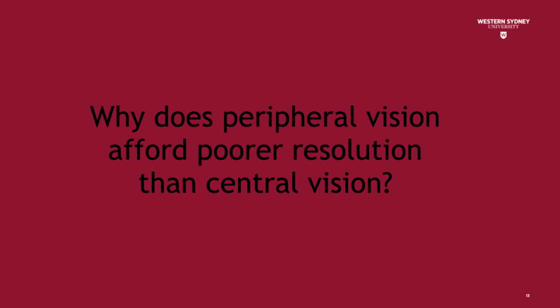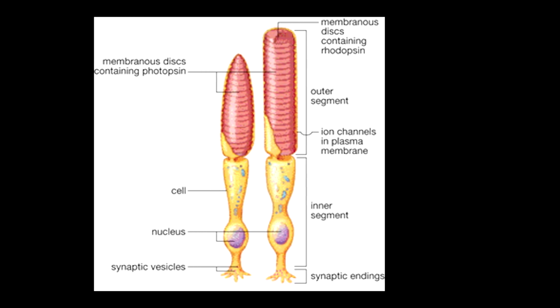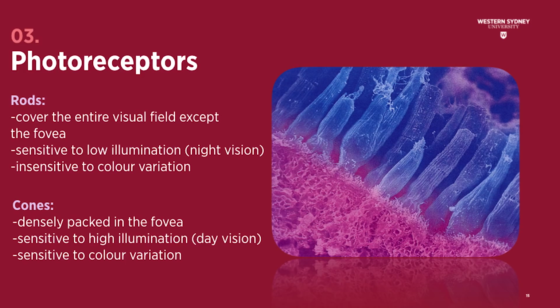This begs the question then of why does peripheral vision afford us poorer resolution than our central vision? To answer this question, we must first look at the photoreceptors. There are two primary classes of photoreceptors, rods and cones, which describe differences in their morphology. But there are anatomical and functional differences as well. Whereas rods cover the entire visual field, except the fovea, cones are more densely packed in the fovea.